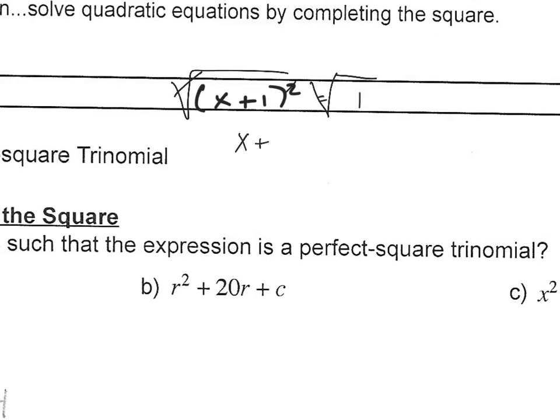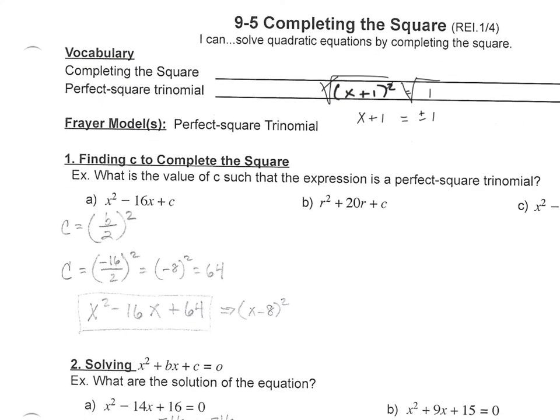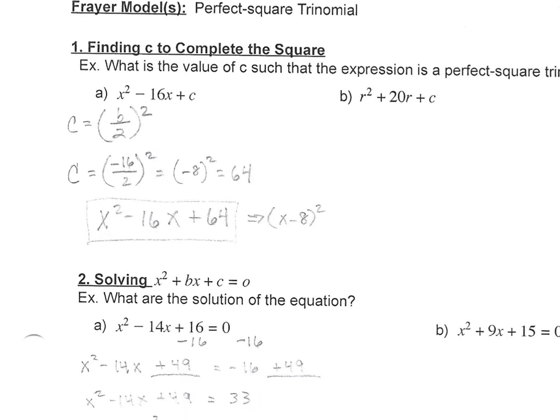And I would simply have x plus 1 is equal to the square root of 1, which turns out to be plus or minus 1. So completing the square allows us to simplify our problems and decrease a little bit of our effort, as long as we can recognize that square root property. In order to complete the square, you need to know what is going to create a perfect trinomial square. And I've included an example here.